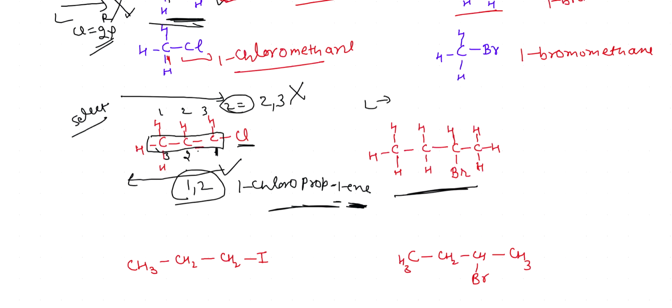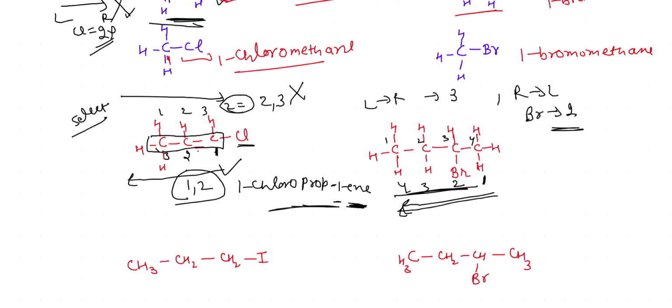1, 2, 3, 4. And at what position does bromine get its number? That is 3. When we go from right to left, like this, then the bromine gets number 1, 2, 3, 4. Then it gets the lowest locant position, that is 2. So numbering should be from right to left. As bromine is at the second position, you will write 2-bromo.